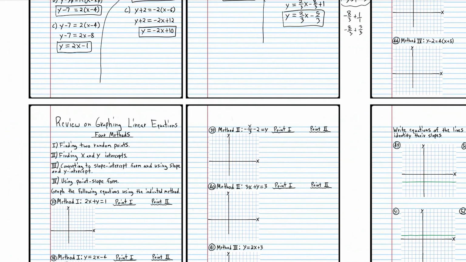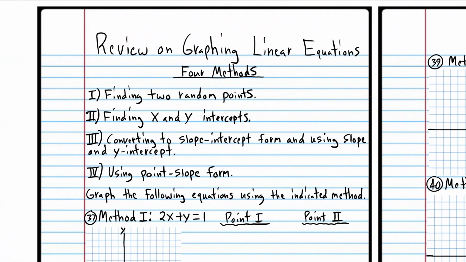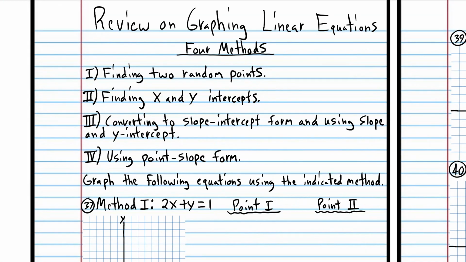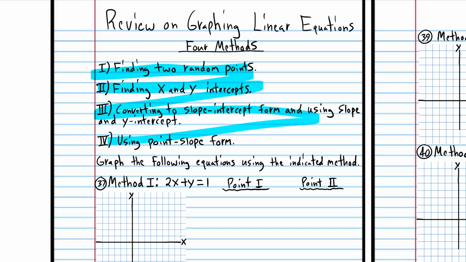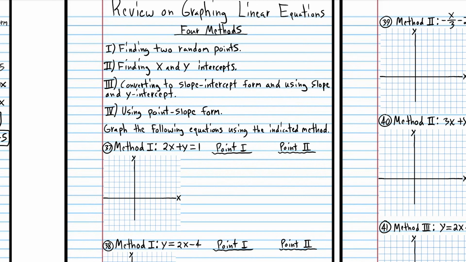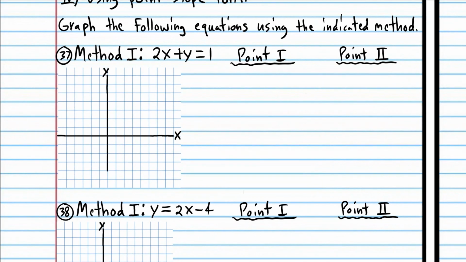So now we're going to graph. Those previous problems were just reviewing forms of equations, but now we're actually going to take linear equations and graph them. And if you recall, in my beginning algebra course, we learned 4 methods for graphing a linear equation. So there's quite a few ways to do this. Now we're going to attempt method number 1. We're going to use 2 random points. And sometimes they're random, sometimes they're not so random.